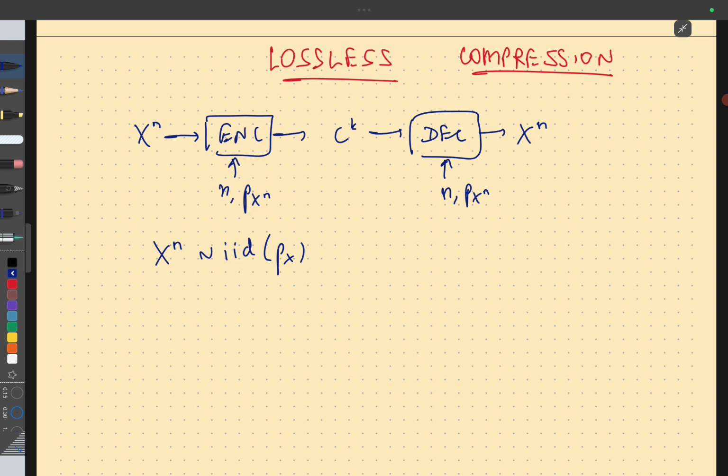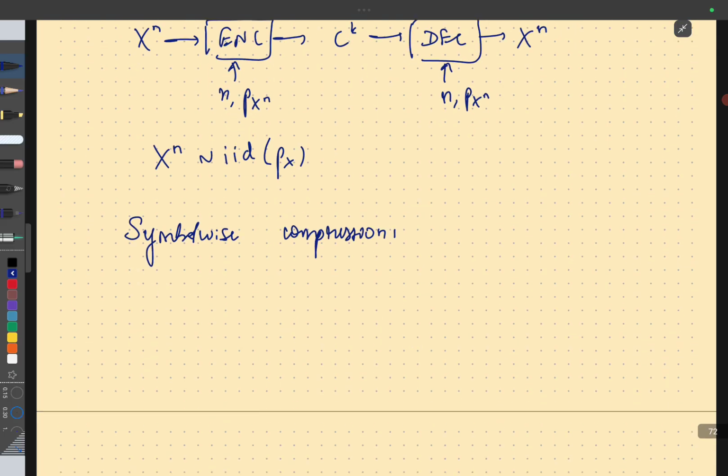So what's a more natural approach? A more natural approach is, let's say I encode sequences symbol by symbol. So one way of simplifying or trying to reduce the complexity is to do symbol-wise compression, where the encoding of x_1 through x_n is just a concatenation of the encoding of x_1, concatenation of the encoding of x_2, and so on.